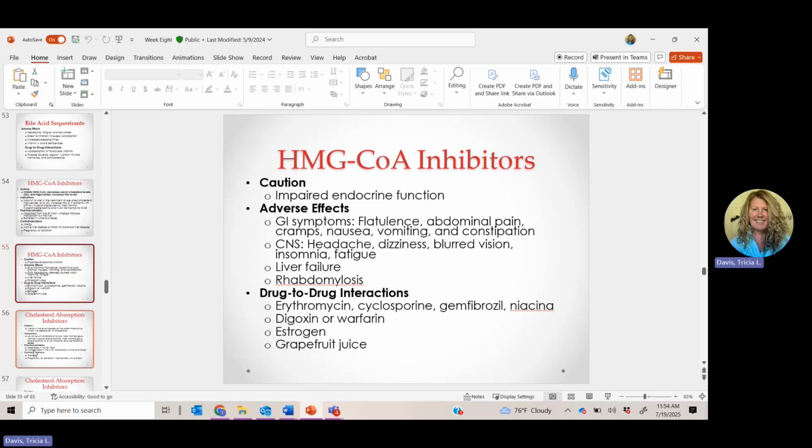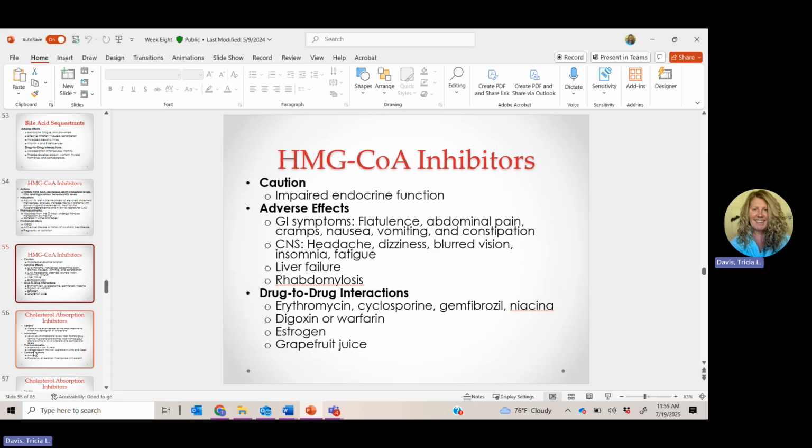We are worried about liver failure. Remember, cholesterol is made in the liver. These medications work in the liver. So we are checking liver function, LFTs, before we give this medication and throughout the course of treatment as well, to make sure that the liver is still working appropriately.